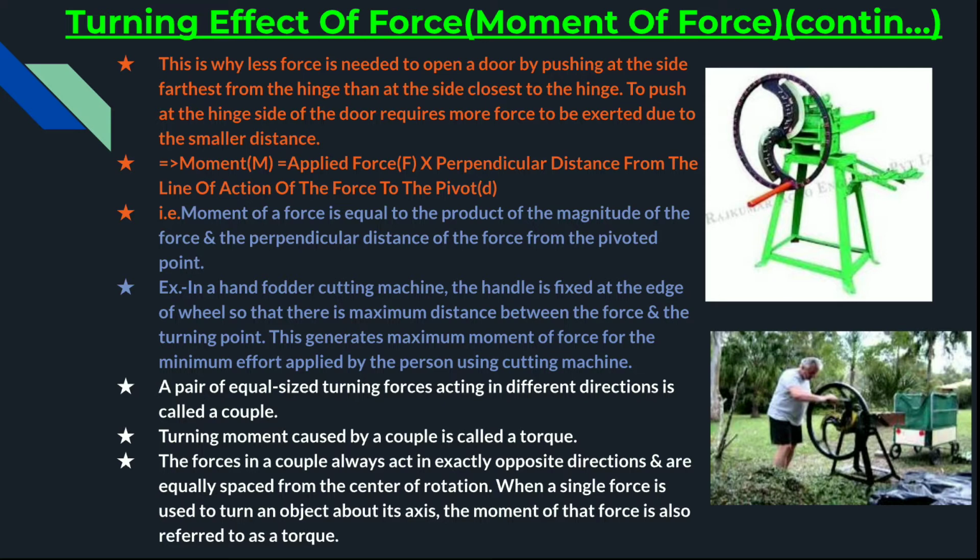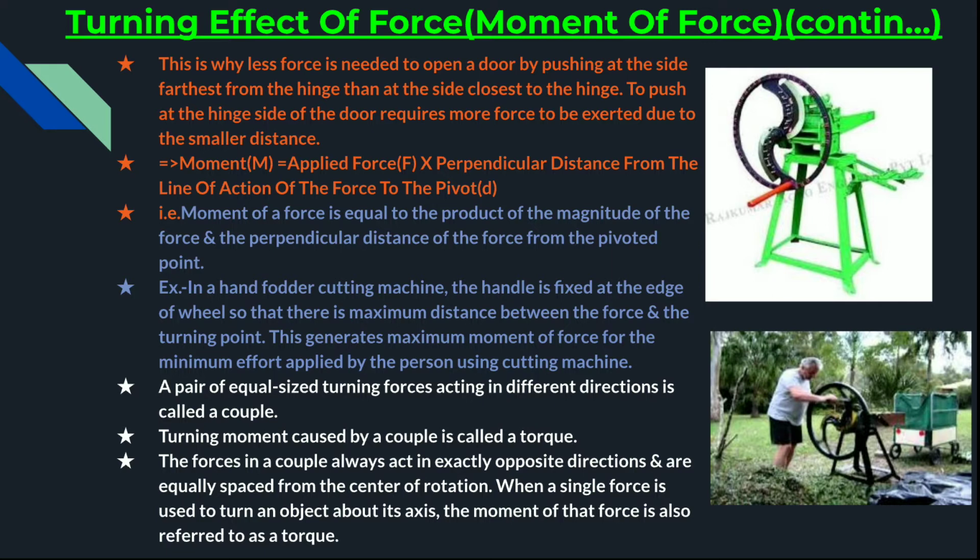The forces in a couple always act in exactly opposite directions, and are equally spaced from the center of the rotation. When a single force is used to turn an object about its axis, the moment of that force is also referred to as a torque. Torque usually refers to a pair of forces, but even when a single force is acting to turn an object about its axis, that is also referred to as torque.